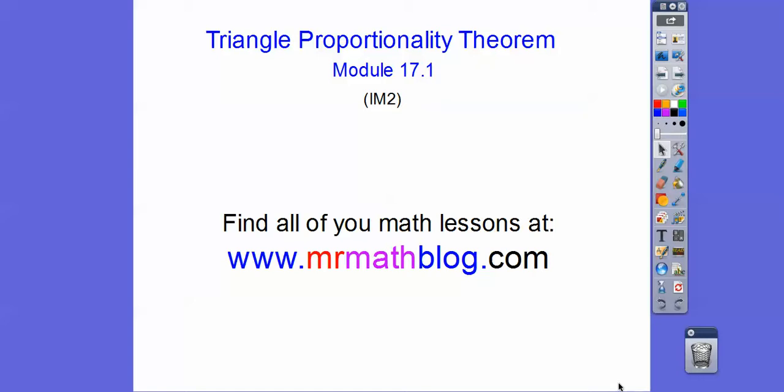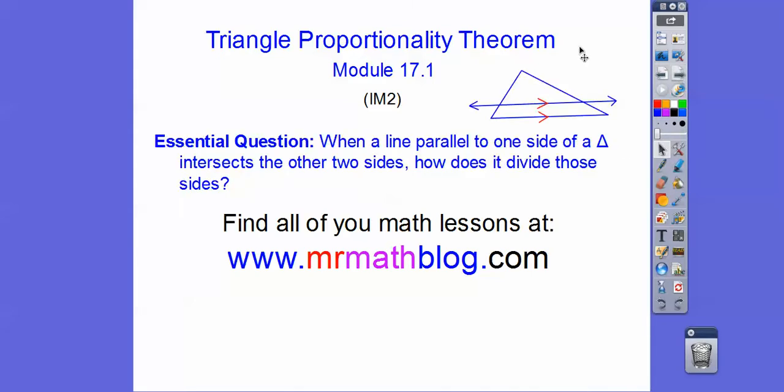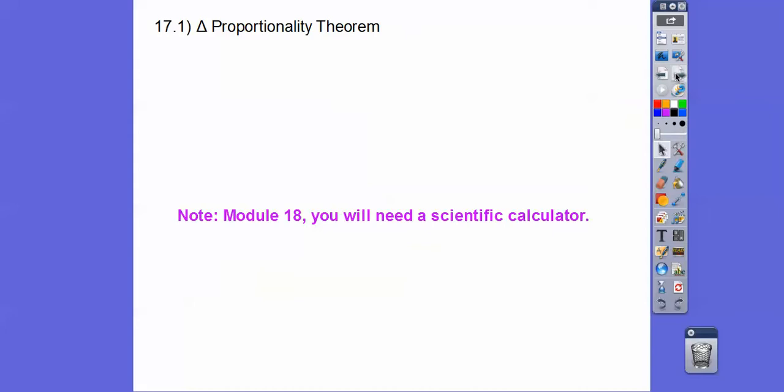Hey folks, this lesson is the triangle proportionality theorem. This is module 17.1 in our Integrated Math 2 class. So here's our question: when a line is parallel to a side of a triangle, so it's parallel to this side, and it intersects the other two sides in different points right there, how does it divide these two sides up? We're going to discover that with our proportionality theorem.